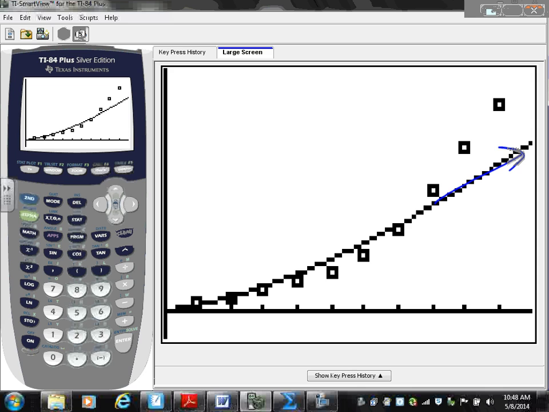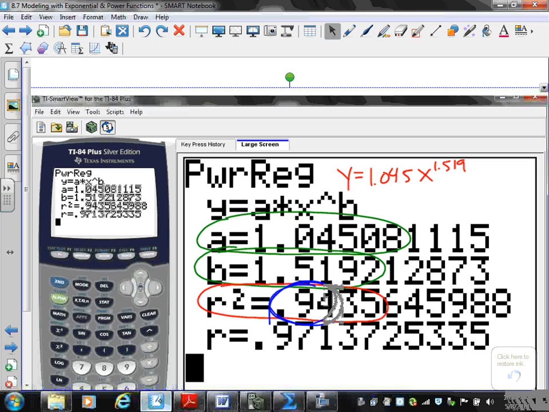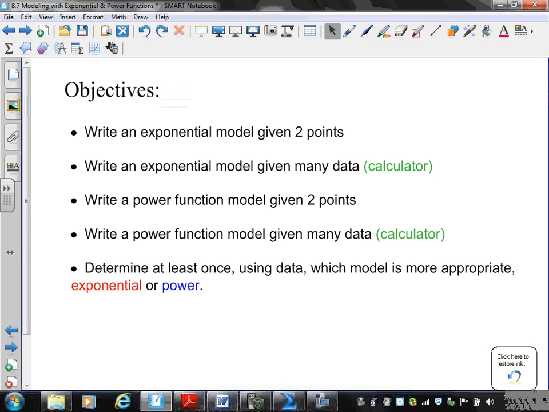Okay, did we do all these things? Did we write an exponential model given 2 points? Yes. Did we do it given data on the calculator? Yes. Do we do the same things with a power function? You betcha. And did we determine which is more appropriate, exponential or power function? And we didn't look at the linear, but we're also going to look at a linear function in class as well.